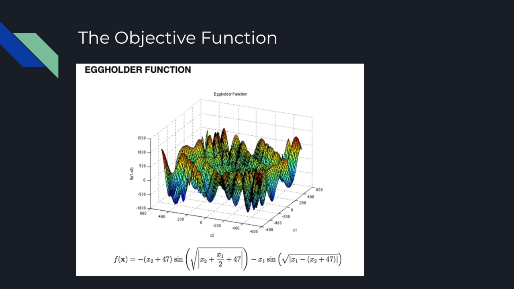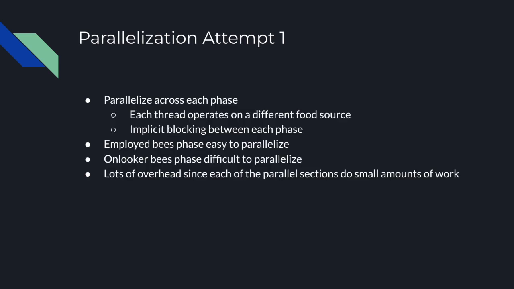This is the objective function that we will be testing our sequential and parallel implementations on. It's called the egg holder function and is difficult to optimize because of the large number of local minimums. We tried two main ways of parallelizing our algorithm.